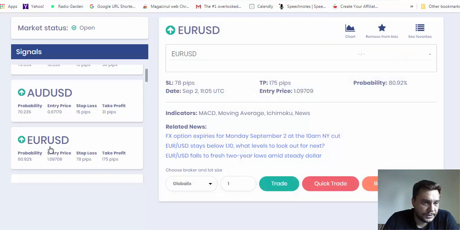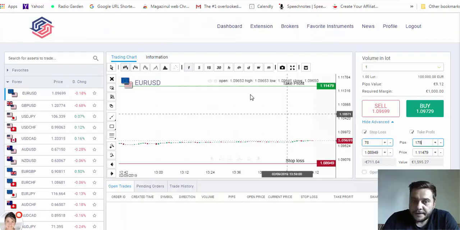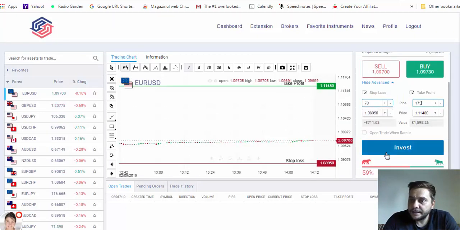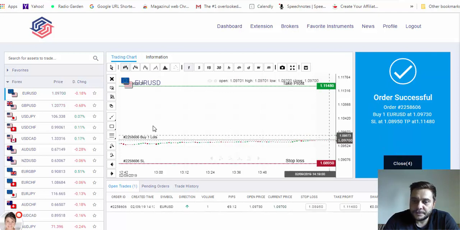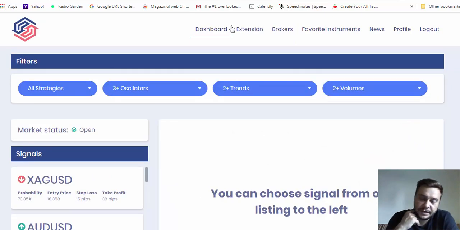We have here Euro USD, which is 80%, it's a buy. The stop loss is set at 78 and take profit at 175. So let's make the trade before the signal expires. Everything is set, and invest. Good. So we have the trade here, Euro USD, and it's better to move very fast when you choose these trades. As you can see, they are expiring very fast.